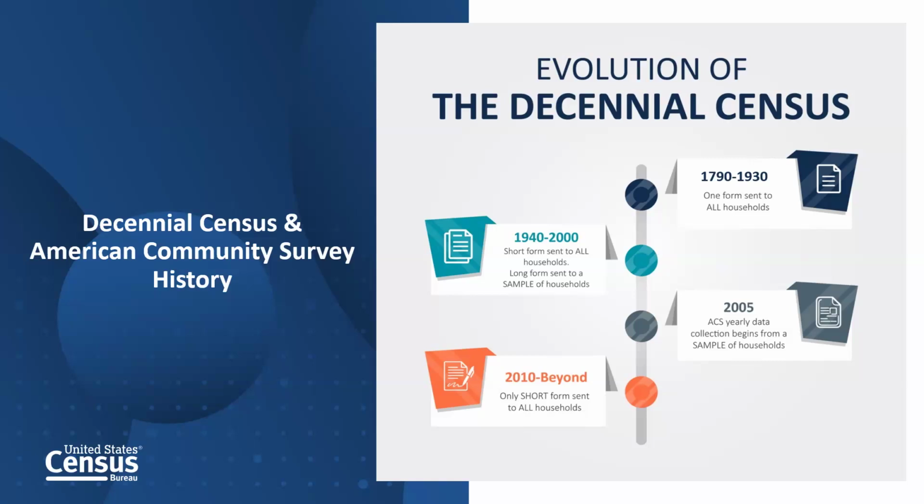So between 1940 and 2000, the decennial census included both the short form, which was only used to collect data from all households, and the long form that was used to collect data from a sample of the households. The long form approach worked well at first, but the data became less and less current as the decade progressed after each decennial census.